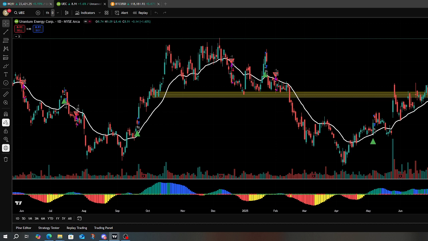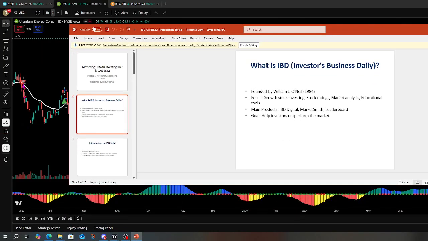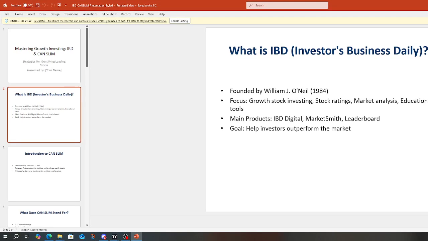Okay? So the first one I want to go over quickly is CANSLIM, and this is the one that Harvey and obviously Harpreet focus on, and this is what they usually teach.